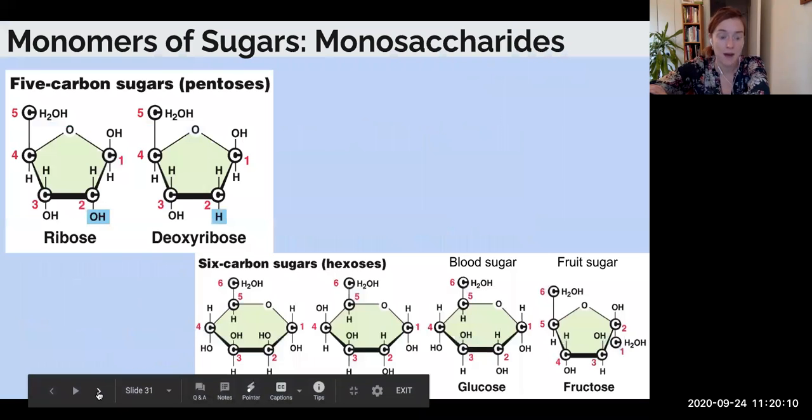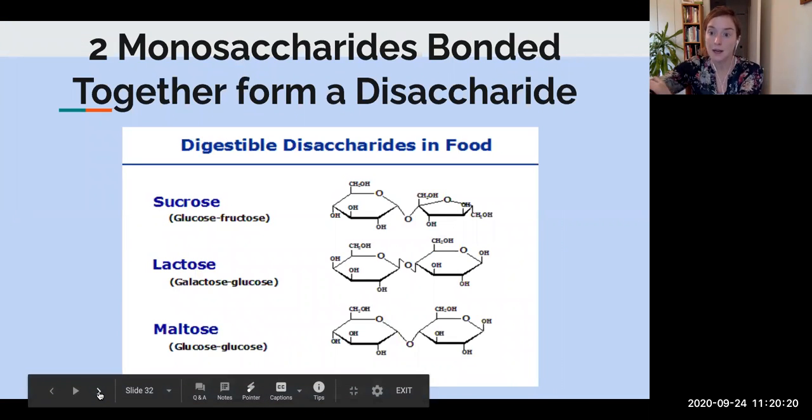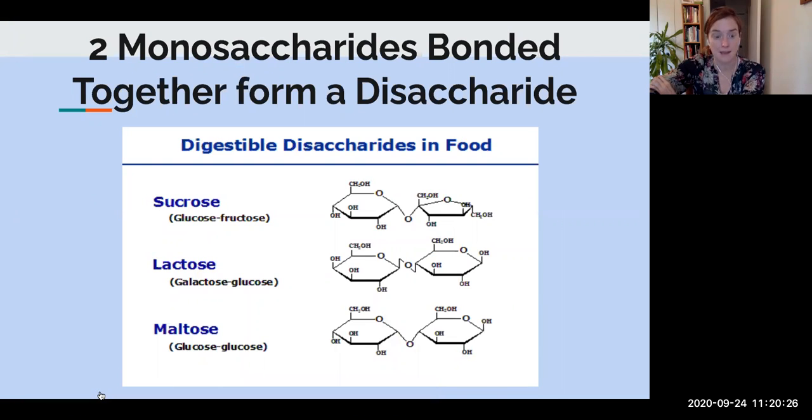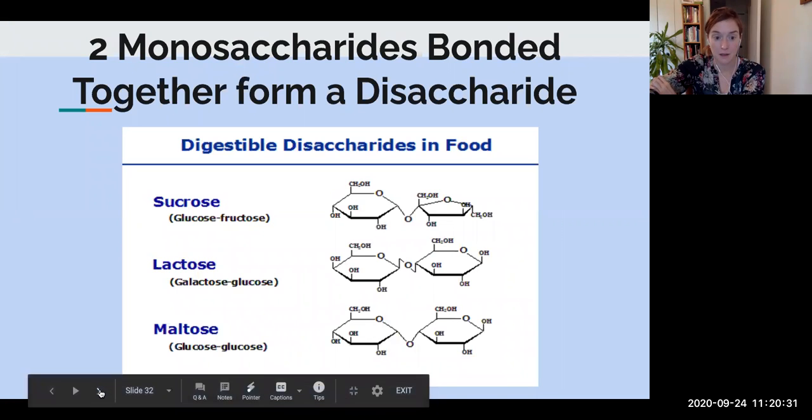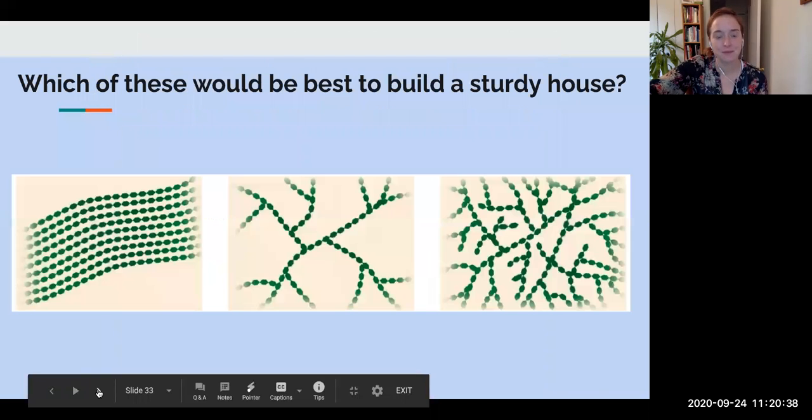So we talked about how the monomers of sugars are called monosaccharides. Here are some examples. And you can actually link two monosaccharides together to form a disaccharide. Some of the most common ones are sucrose, which is table sugar, lactose, which is milk sugar, and then maltose, which is a kind of malty sugar. And then we can link many monosaccharides together to form a polysaccharide.